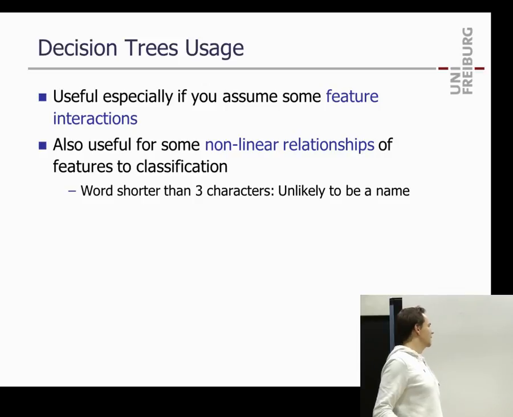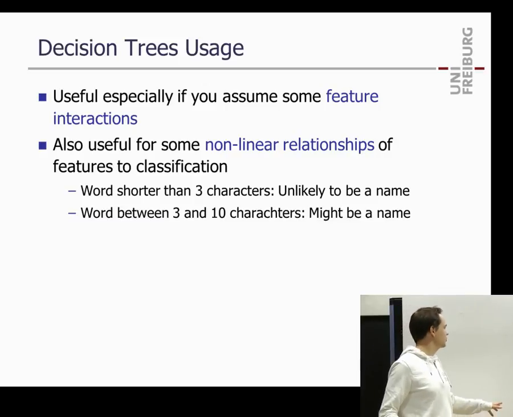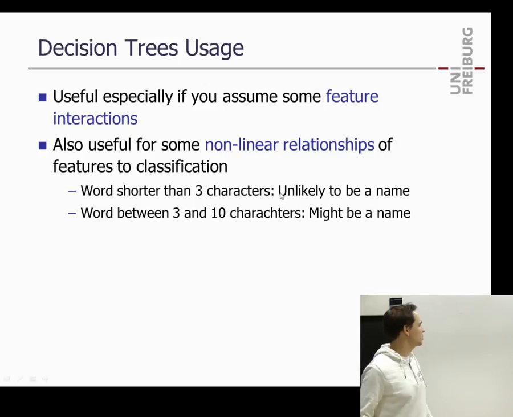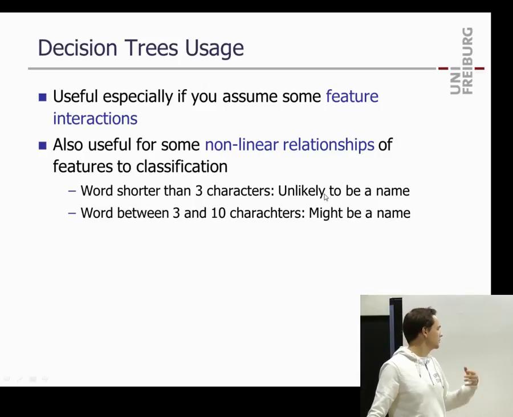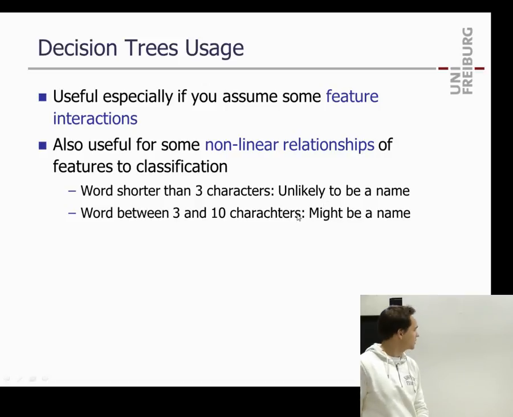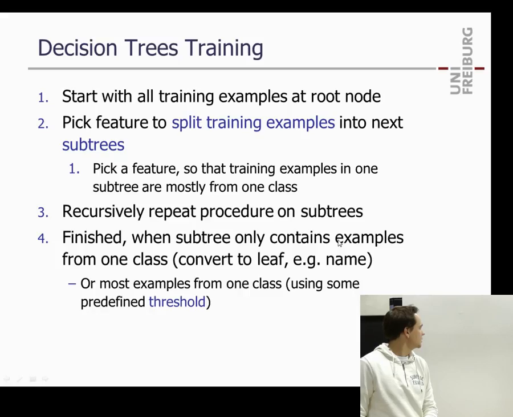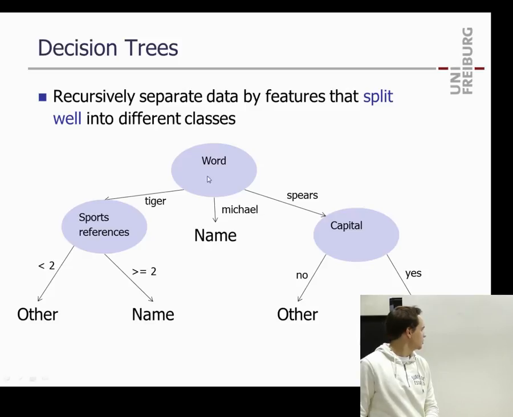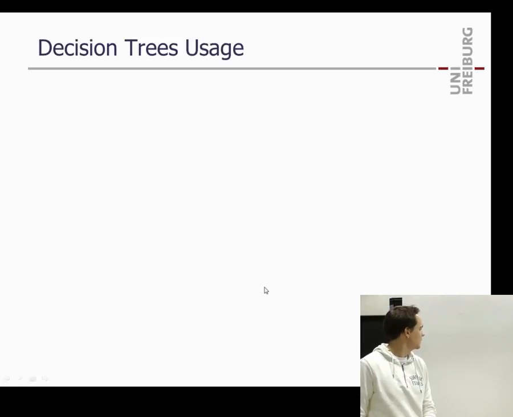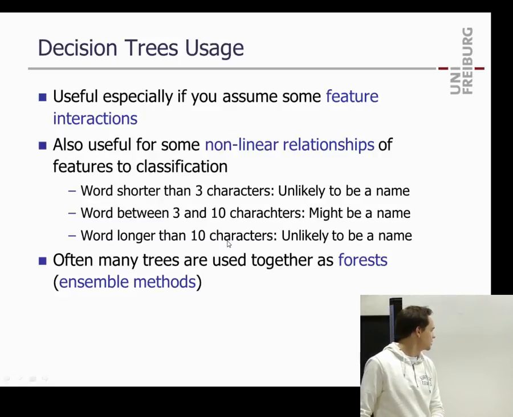For example, I actually looked this up, most of the names are in some range between 3 and 10 characters in the English language. So if it's shorter than 3, probably it's not a name. It may be something like this kind of words, probably not a name. If it's between 3 and 10 characters, it might be a name. And if it's more than 10 characters, it's unlikely to be a name. And this you can also directly use in your decision tree. You could not just say less than 2 and bigger than 2, you could make less than 2, between 2 and 10, and bigger than 10. So for this kind of relation from your input to your output, it's also useful.